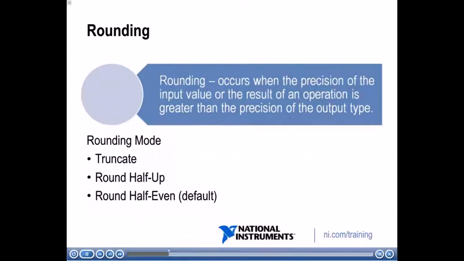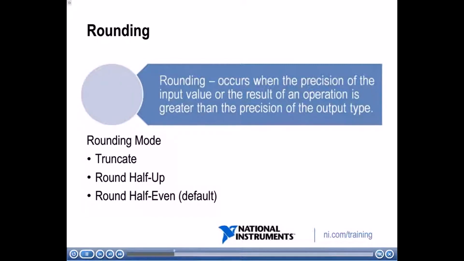So let's talk about rounding. Rounding occurs when the precision of the input value or the result of an operation is greater than the precision of the output type. If your output type doesn't have enough precision, it's going to have to figure out what to do about that. So at this point, you'll have to select the rounding mode. Do you want it to truncate? Do you want it to round half up? Or do you want it to round half even?